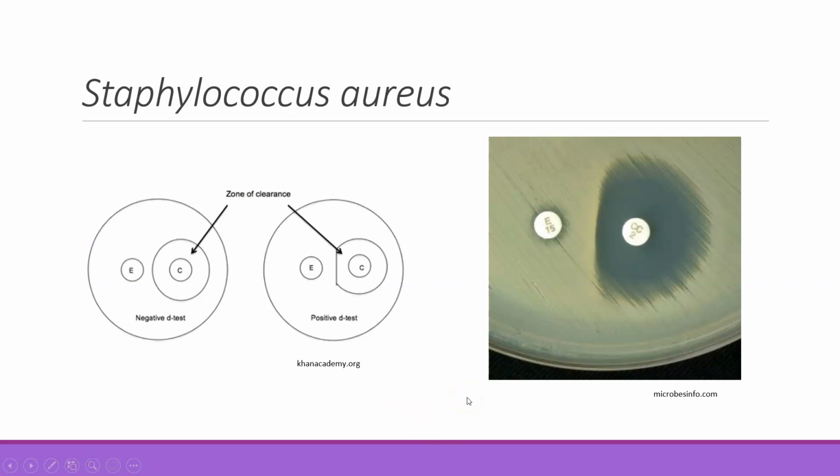So here's an example of the D-test. We're going to take and put Staph aureus all over the slide, and we're going to add an E disc and a C disc. If you see a zone of clearance that looks like a D, as you can see on the right-hand side, it would be positive.